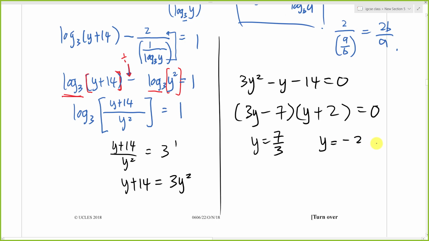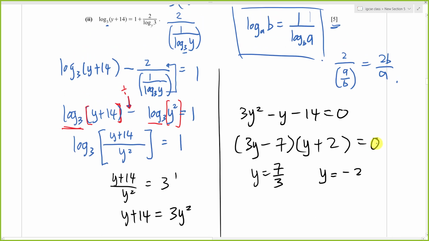Alright, so my y equals to 7 over 3 and my y equals to negative 2. Right, over here, because this is a log question, when I get the y value, I always want to check back, can my y be negative here? So if I check the first one, if y is negative 2, the overall here will give me positive, then it's fine. But the y at the second part here, the y is the base number. Remember, base number cannot be negative. So it will be rejected.